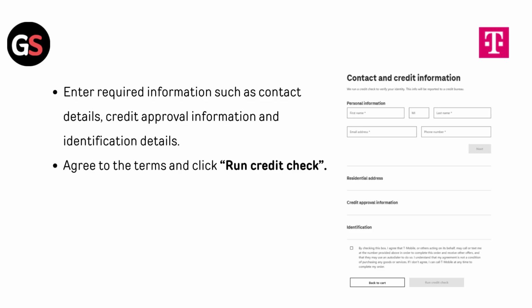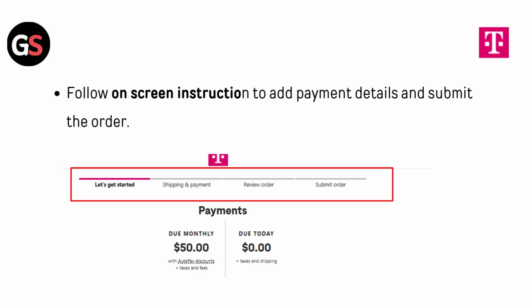Enter required information such as contact details, credit approval information, and identification details. Agree to the terms and click Run Credit Check. Follow on-screen instructions to add payment details and submit the order.